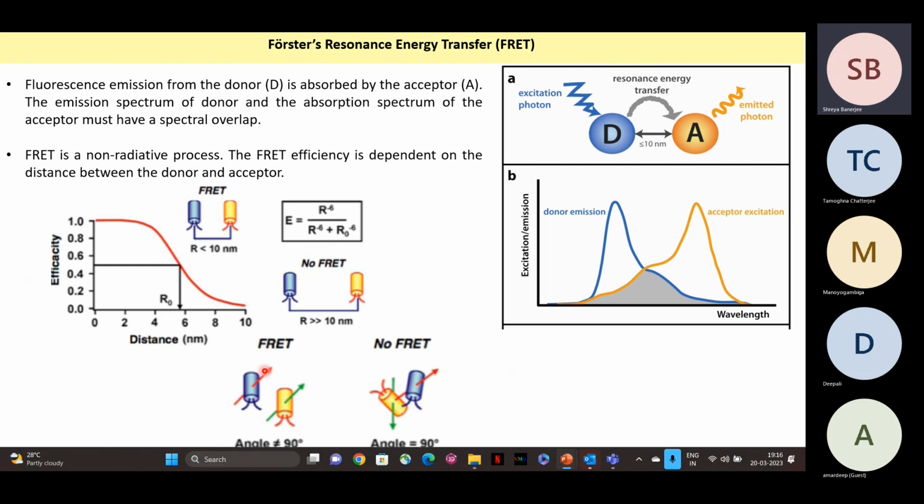Again, if we look at the angular dependence, if the donor and acceptor are at 90 degrees to each other, then the energy cannot be transferred. At any other angle, the energy can be easily transferred and FRET is observed. So the reason that the donor emission and the acceptor excitation must overlap is that only when there is an overlap, the energy emitted is similar to the energy required for excitation, and then FRET can occur.